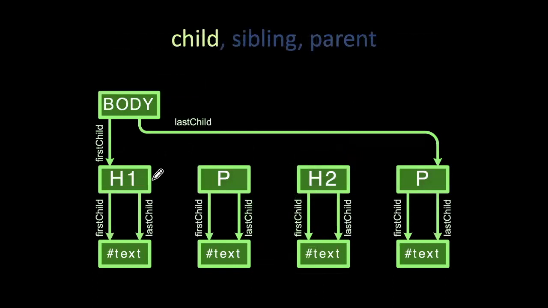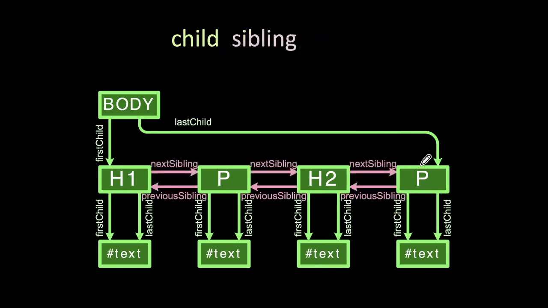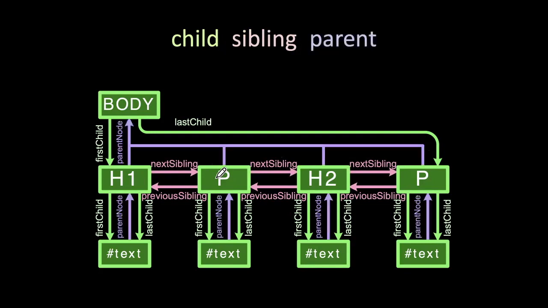Focusing in on the lower part of that DOM structure, I have my body node, and as the browser is constructing this DOM, it will add in various pointers to other nodes. What I'm showing you here is that each node is going to have a pointer to its first child and its last child node. Also, each node will have a reference to its immediate sibling, and its preceding sibling. And there are references between a node and its parent. Because this is a tree structure, each node only has one parent.